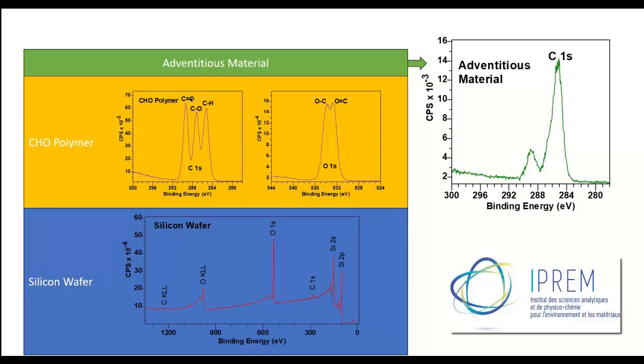In this video, I would like to look at the XPS of a multi-layer material. In this example, we've got a polymer that has been deposited on a silicon wafer. It has been exposed to air, therefore we would expect adventitious material. But the polymer itself, if we can remove the adventitious material, ought to produce spectra of this form. So it's a CHO polymer.